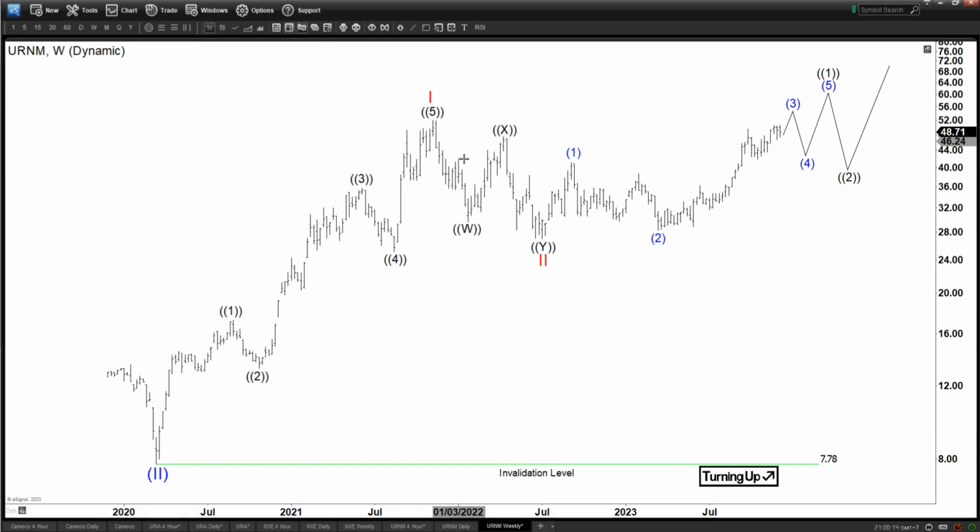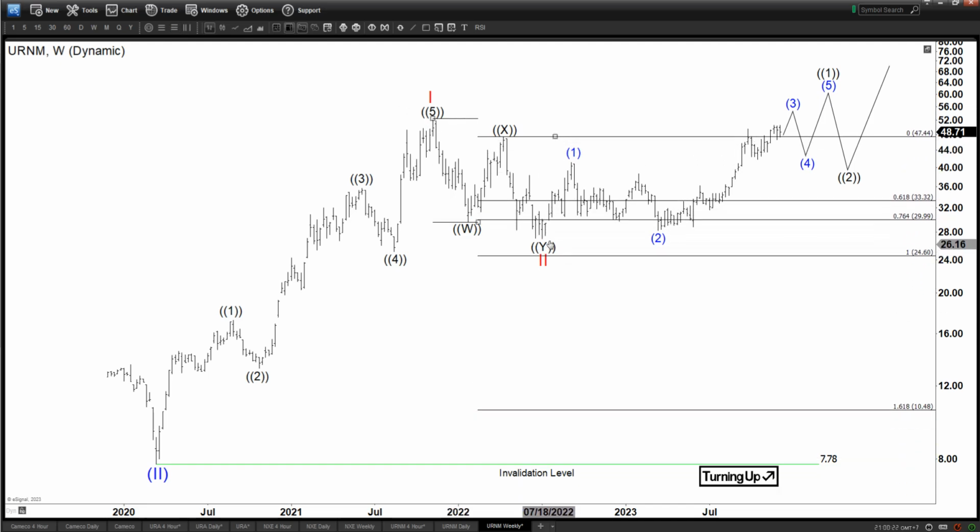1, 2, 3, 4, 5. Look at the pullback, clearly 3 waves. Now if you measure this extension W, X, it doesn't even hit the 100%, so it's very weak here. It's very weak because even the third swing is supposed to reach 100% ideally. Even this one didn't hit the 100% and is already starting to reverse.